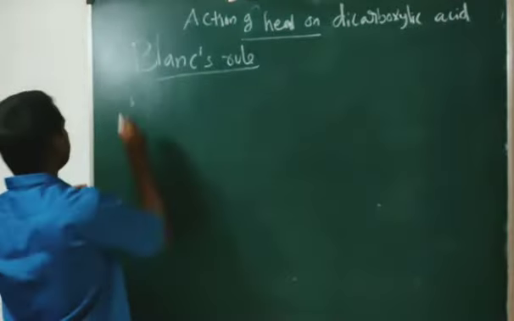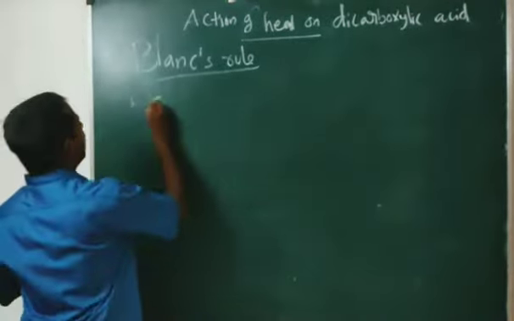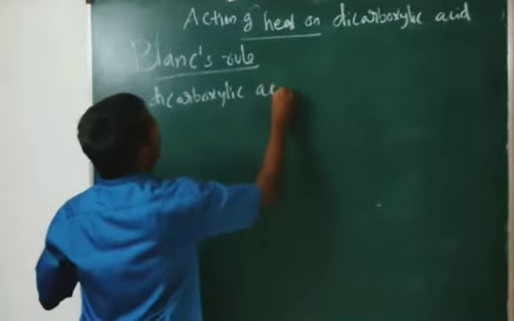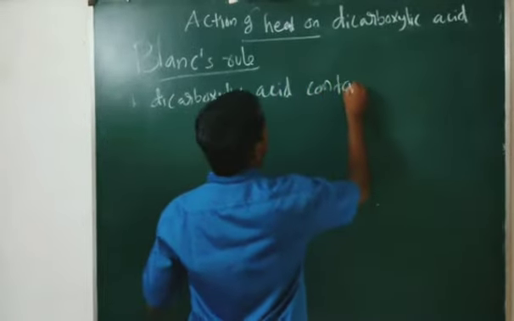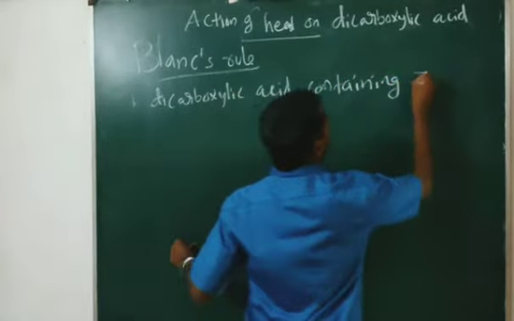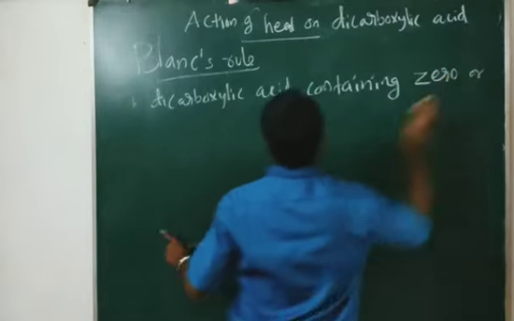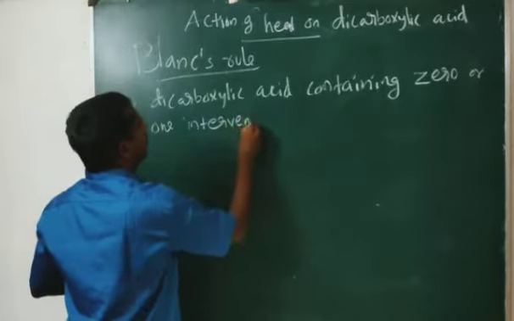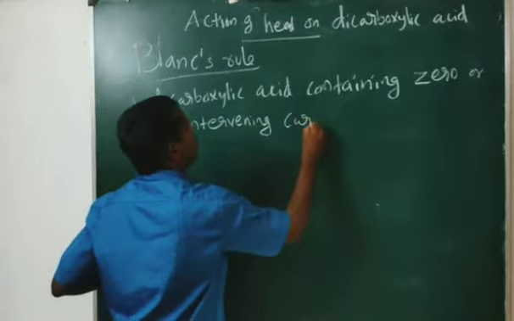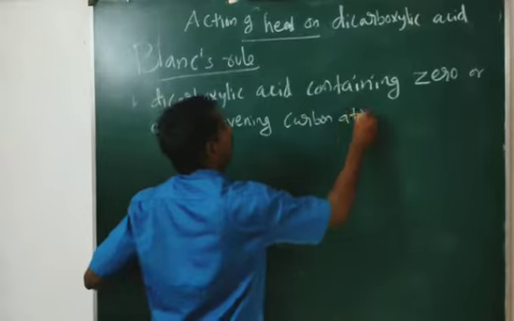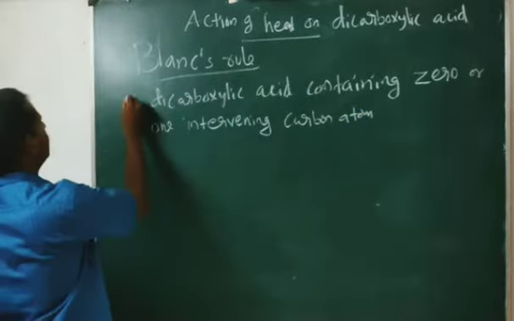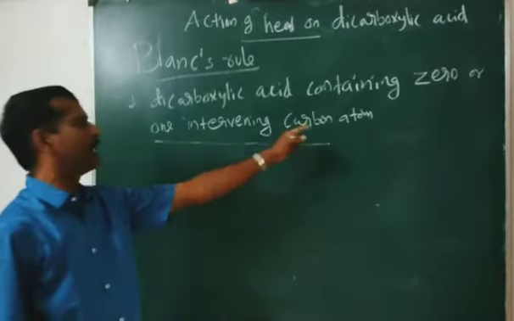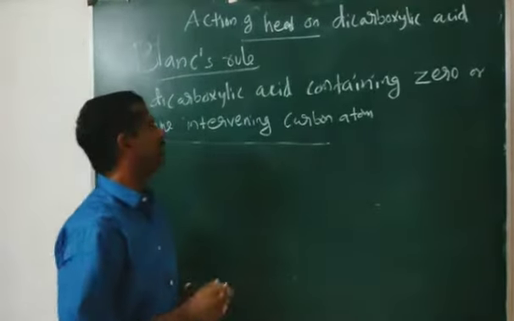First one, dicarboxylic acid containing 0 or 1 intervening carbon atom. Okay. First we discuss dicarboxylic acid containing 0 or 1 intervening carbon atom. What do you mean by 0 or 1 intervening carbon atom?